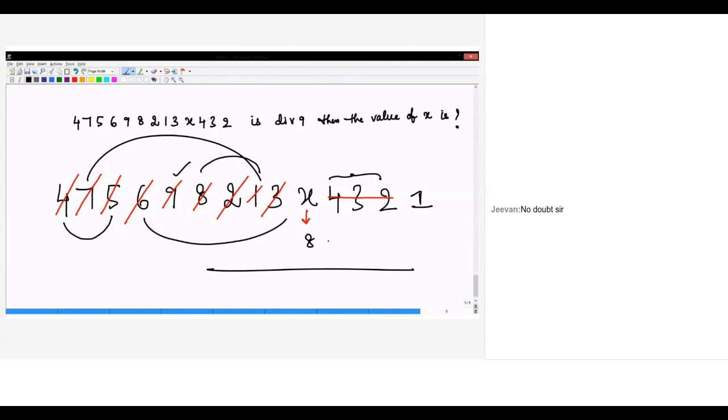So I can say 1 plus 8 is 9. If that 1 is also not given, then you will have two values for x. And what are those two values? 0 and 9. Hope that's clear.